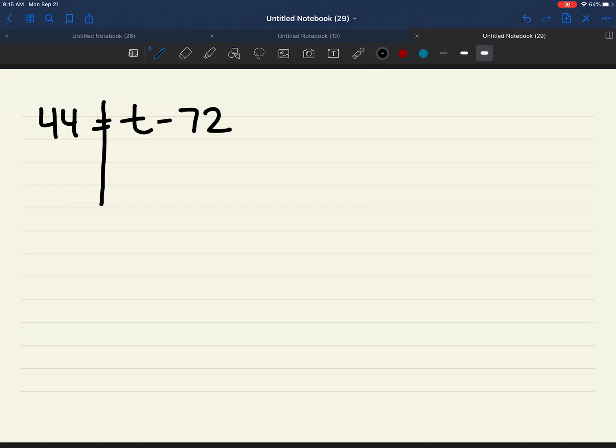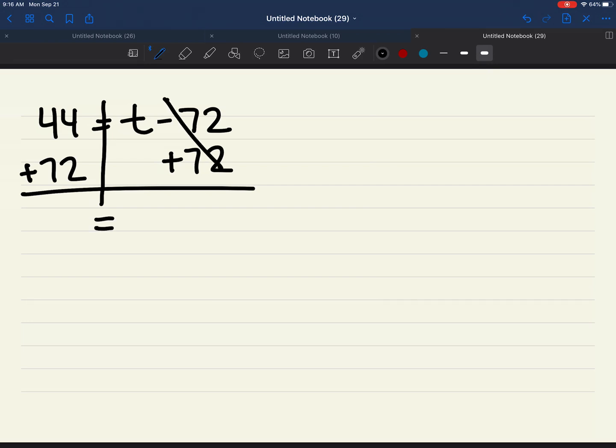So when we do this, you always want to do the opposite, right? So what is the opposite of subtracting 72, or what's the opposite of negative 72? Adding or a positive, okay? So if I add 72 to one side, what do you have to do to the other side? Add 72. Okay, what happens over here on the right? They're opposites, so they cancel. What does that leave you with on the right side? Just t. What's 44 plus 72? Say it again, Cage. 116. Okay?